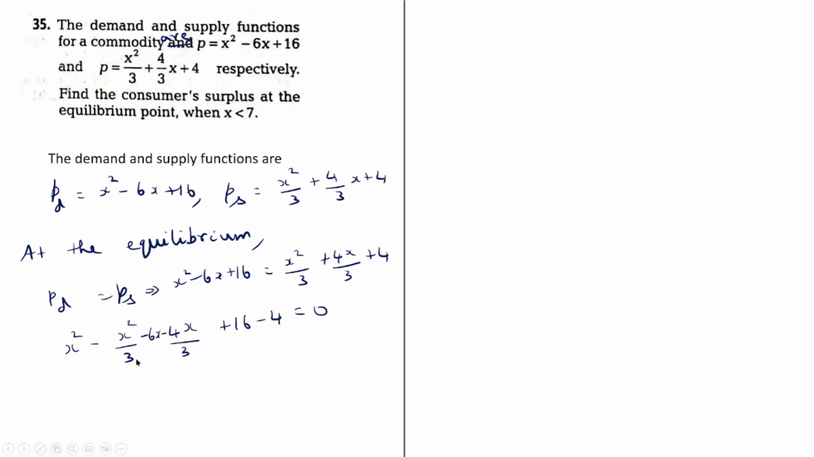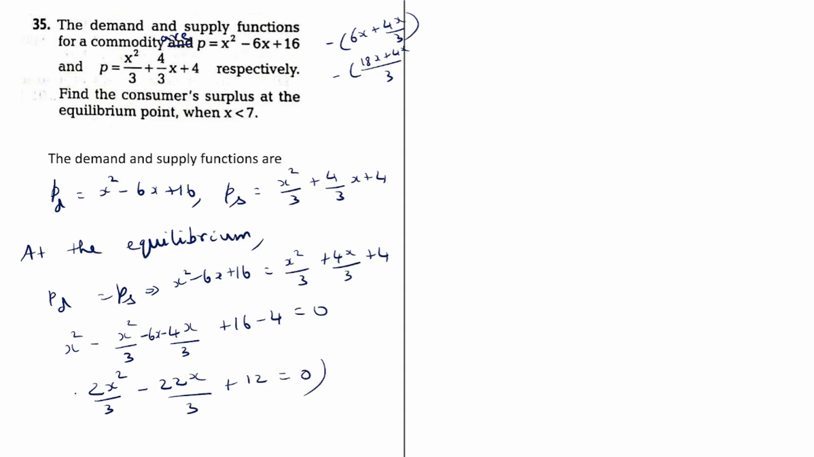So here the LCM is 3. 3x square minus x square, it is 2x square by 3. And then here if we take the minus sign outside, it is minus of 6x plus 4x by 3. So this LCM is 3. So it is 18x plus 4x by 3. So here we have minus 22x by 3 plus 16 minus 4 is 12. This is equal to 0.